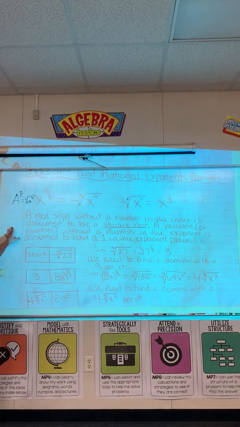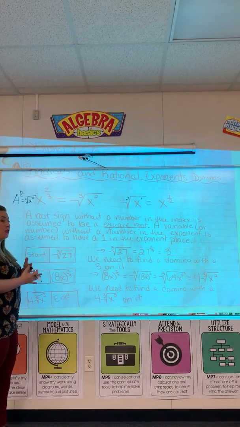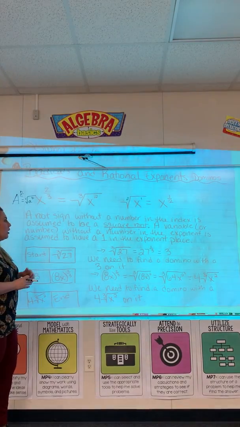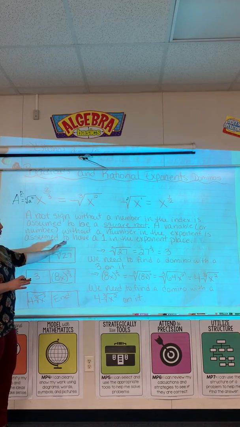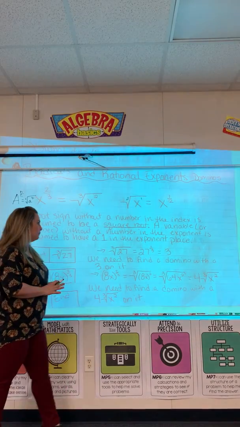So here's just a quick reminder. A root sign without a number in the index is assumed to be a square root. A variable or number, because remember our variables are representing numbers, without a number in the exponent is assumed to have a 1 in the exponent place. And that's what we just figured out there.